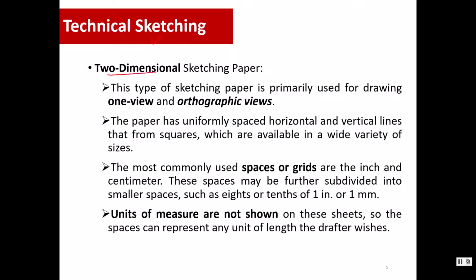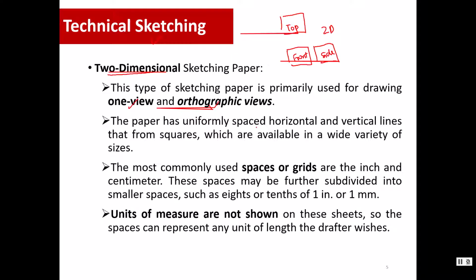A two-dimensional sketch is used for a drawing of one view or orthographic view. Still remember what orthographic means? Orthographic has at least three views. This is the front, this is the top, and this is the side. At least three views, and all of these are 2D. It can be just one view or two views or orthographic view.